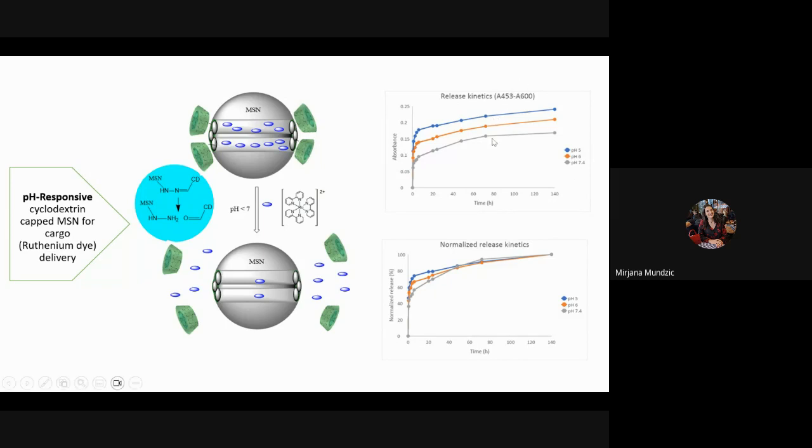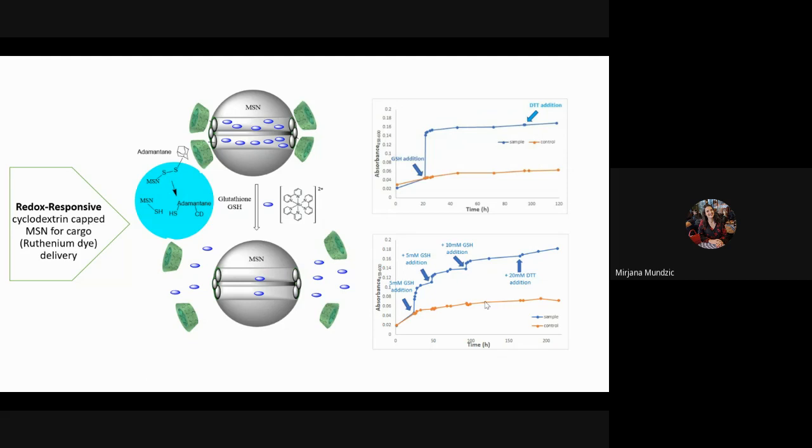This was up until 140 hours. When we normalize the release kinetics, we can see that the release is lower for pH 7.4, but when we lowered the pH value down to 5, the release kinetics is higher, which is good because we all know that in the presence of cancer cells and cancer tissue, the pH value is always lower. So this is a good trigger for releasing, in this case, the ruthenium dye.